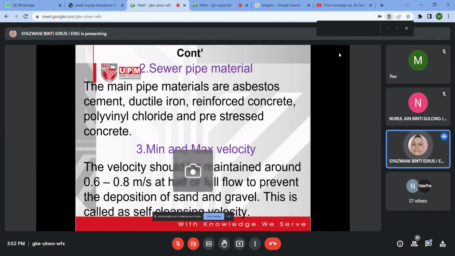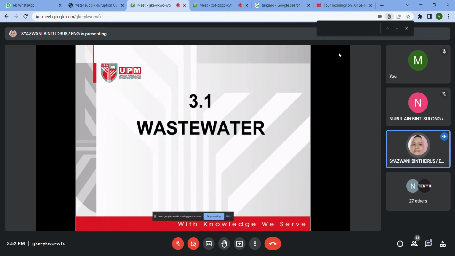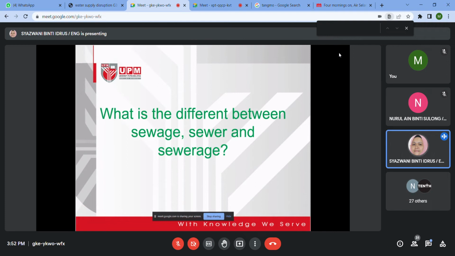Minimum and maximum velocity, we shall cover this topic later to discuss what is the recommended slope, what is the recommended velocity when we design for a sewer system. Okay, what is the difference between sewage, sewer, and sewerage? So sewage means the wastewater. Sewer means the pipes that carry the wastewater. Sewerage is the system, including sewage, the sewer, as well as the STP, sewage treatment plant, wastewater treatment plant.